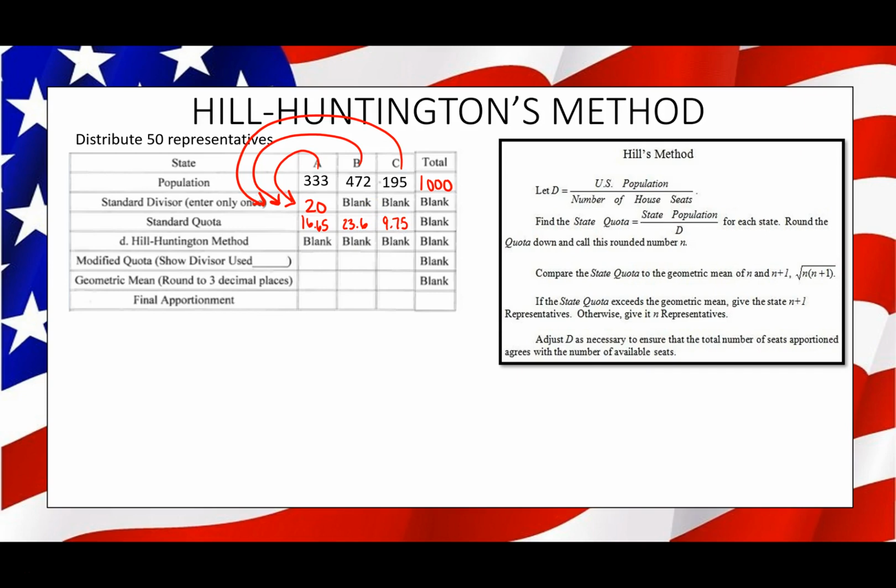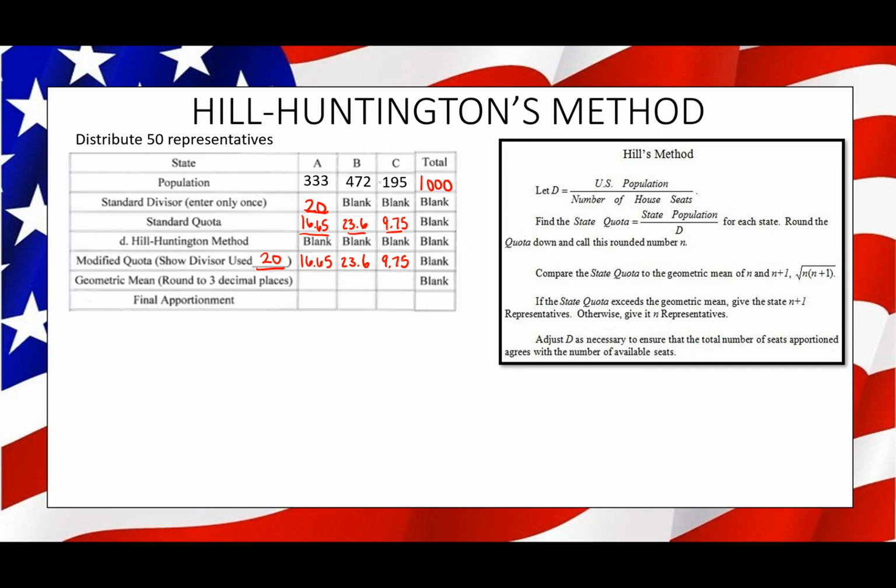All right. We're going to modify our quota so this process works, but I always like to try the actual number first. So for example, let's try 20. And so obviously if we're keeping 20, then these values are going to be exactly the same on this row. If we modify the quota, then we're going to be doing 333 not divided by 20, but say like 20.1 or something. So these numbers would be different. But let's just try 20. Let's see if 20 works on this problem. So I'm going to just rewrite my 16.65, my 23.6, and my 9.75.